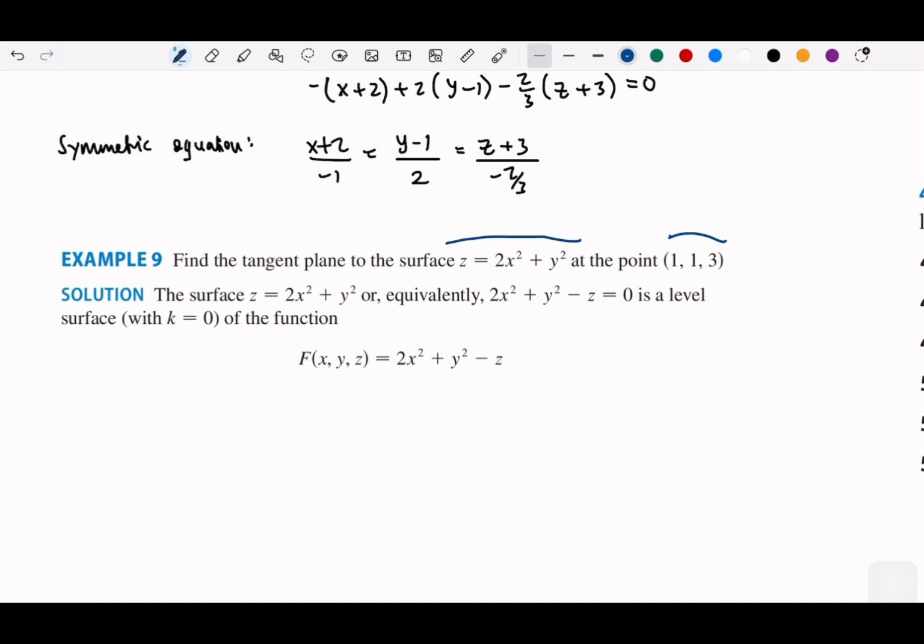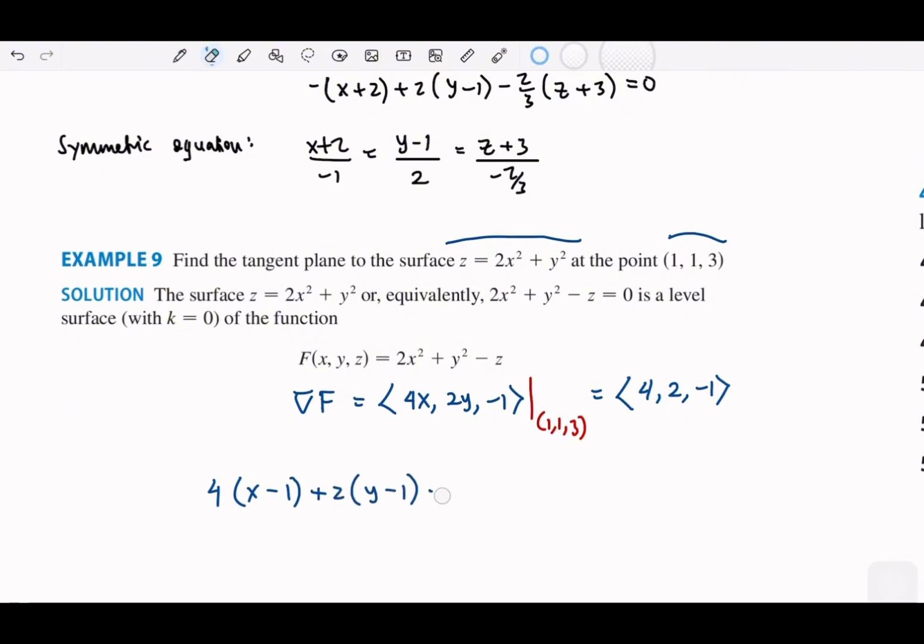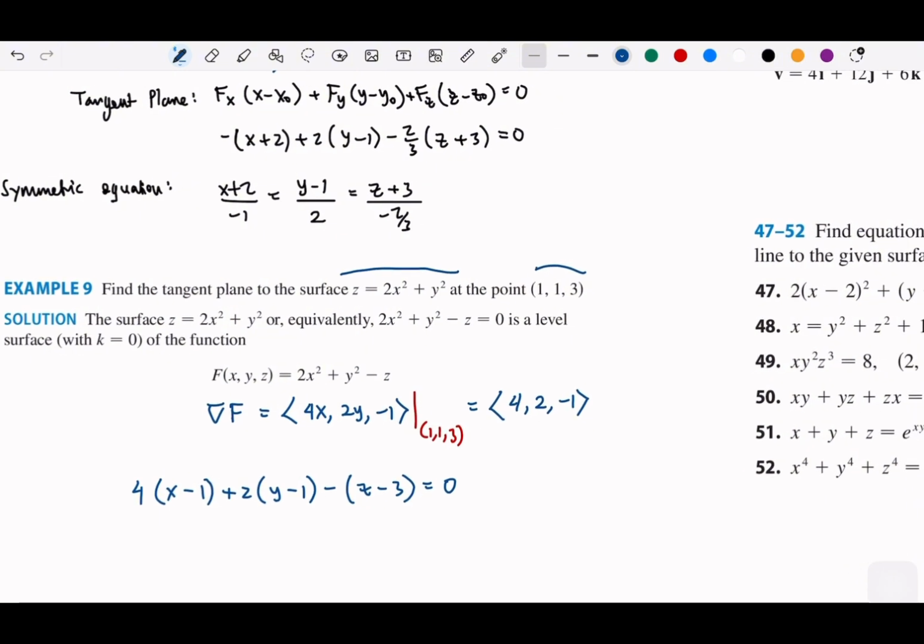Okay, so we start by taking f, and then we can directly write del f: 4x, 2y, minus 1. Taking the point (1, 1, 3), we get 4, 2, negative 1. And basically 4(x minus 1) plus 2(y minus 1) minus 1(z minus 3) equals 0. And that's it.